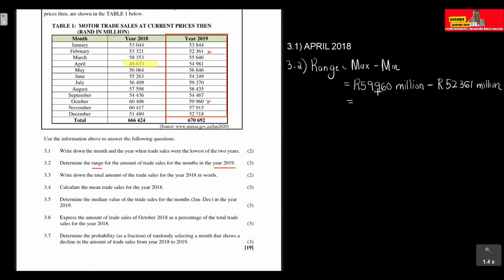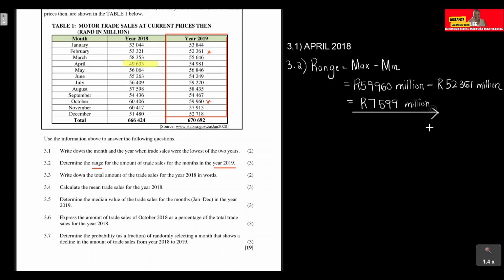59960 minus 52361, you'll get 7599 million. So someone is probably wondering, do we have to convert this million into digits?